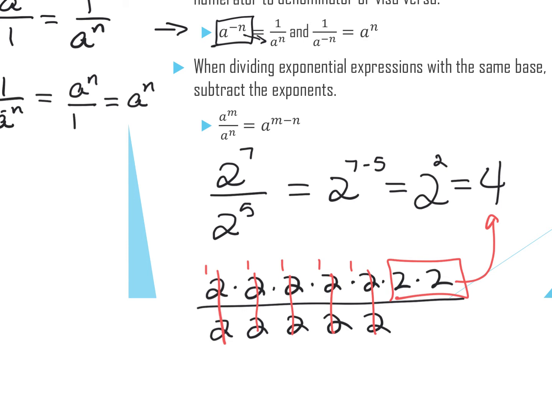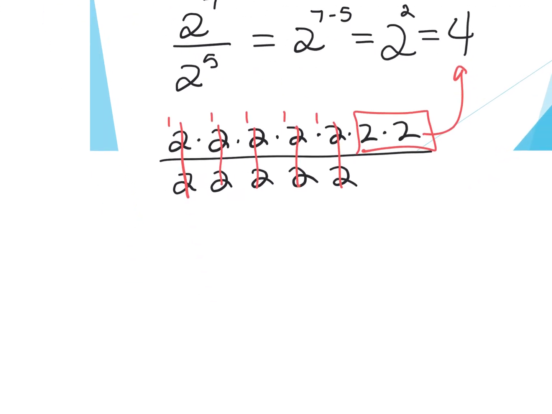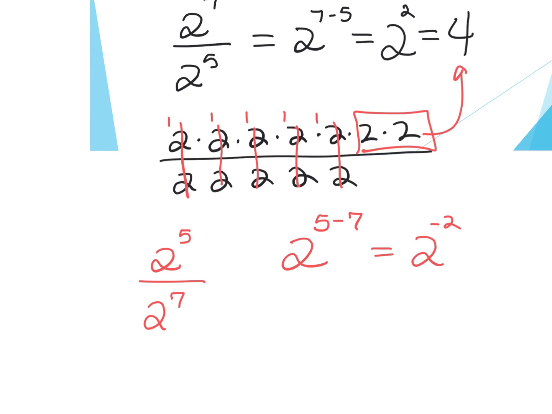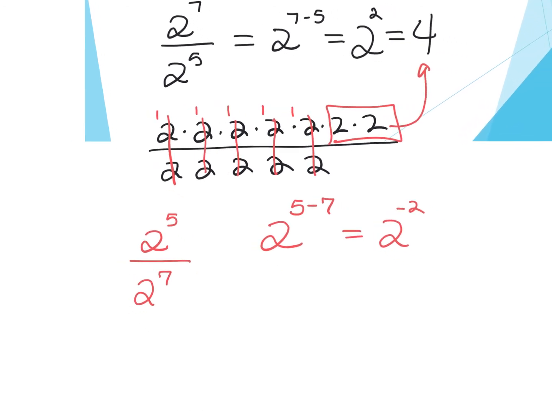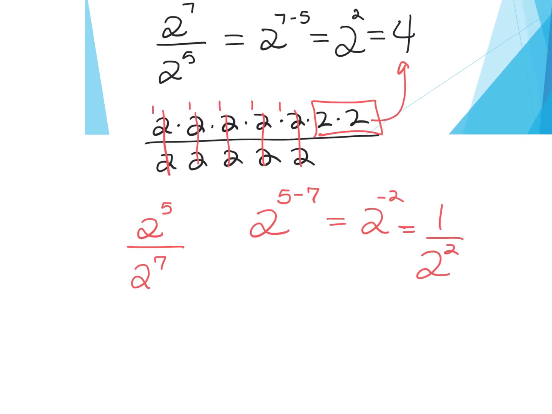Now let's say it was the other way. Let's say instead it was 2 to the 5th divided by 2 to the 7th. Now this is where it can get tricky. Be careful with your signs. So what I'm going to be doing here is 2 raised to the 5 minus 7 power, and then we end up getting 2 to the negative 2 power. And again, when it's a negative power, it moves to the bottom underneath a 1, and then the exponent becomes positive, and this would be 1/4.